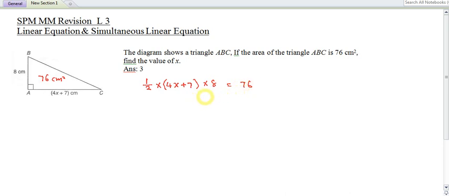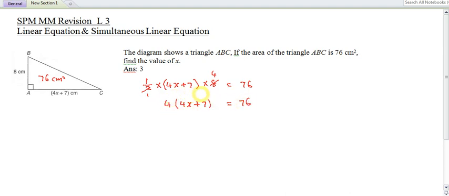Right? Okay, now you can try to simplify this part first. Find the value of x. So you can simplify the 2 and 8, you get 4. Okay, so now it becomes 4(x plus 7) is equal to 76.